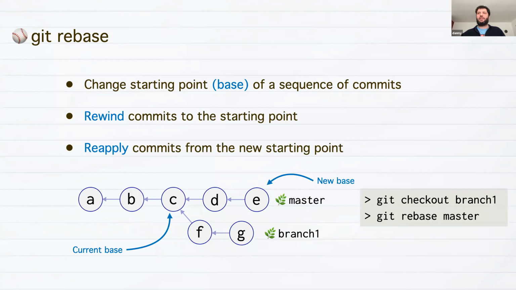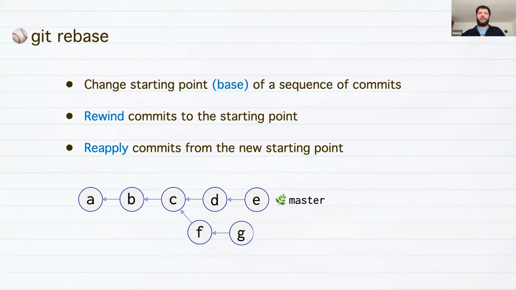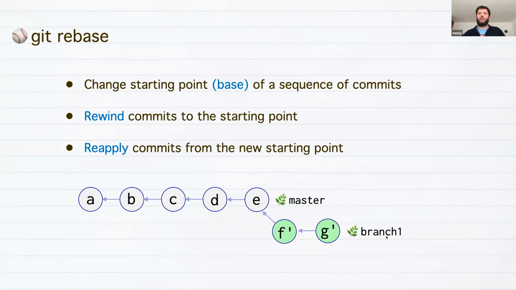So if I were to run git checkout branch 1 and then git rebase master, what I'm saying is I want to move F and G so they're on the end of master. So git will rewind commits F and G, and then it will reapply F and G on top of master, and we end up with this.